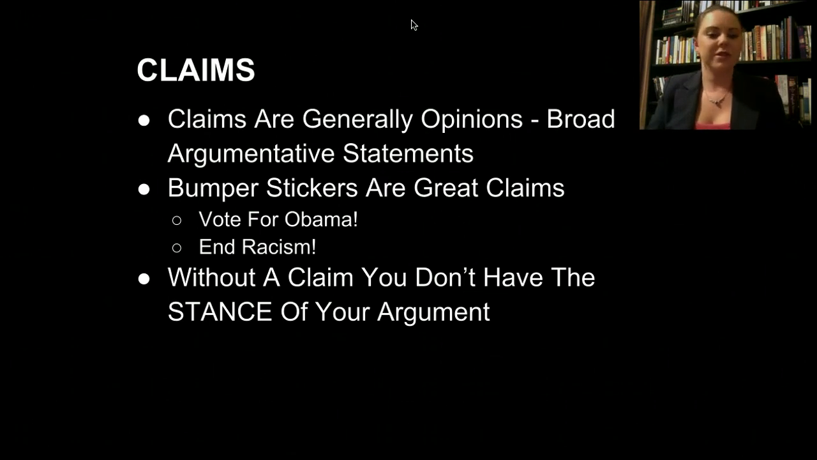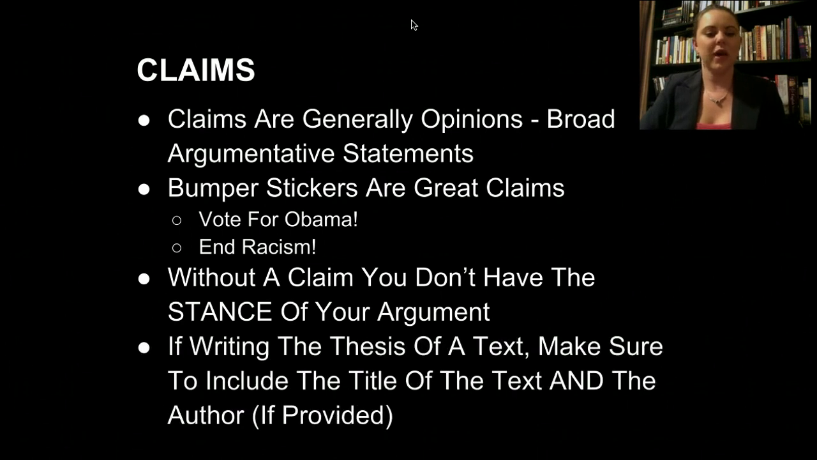So the first thing someone would say if you told them to vote for Obama would be, well, why? Correct? So that's where you back it up with the reason. Claims, if writing the thesis of a text, make sure to include the title of the text and the author if provided in that claim, because you're not making your own argument. You're talking about the text. So you're talking about what the text is making a claim about.